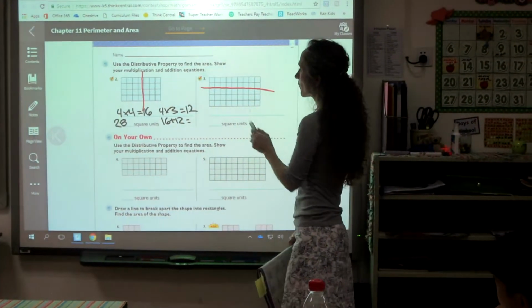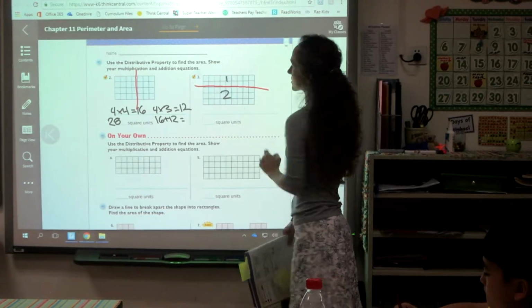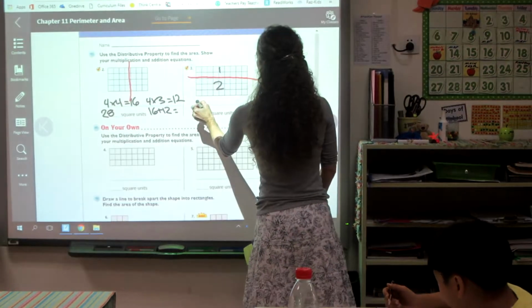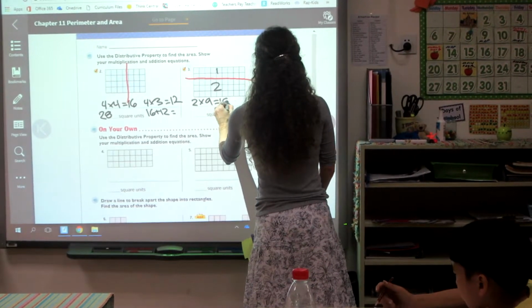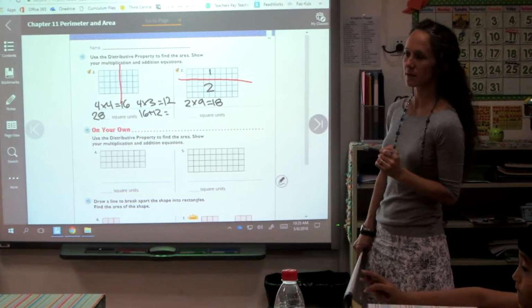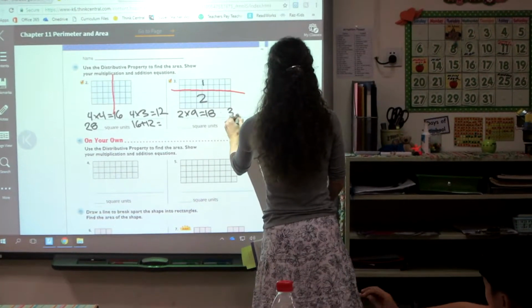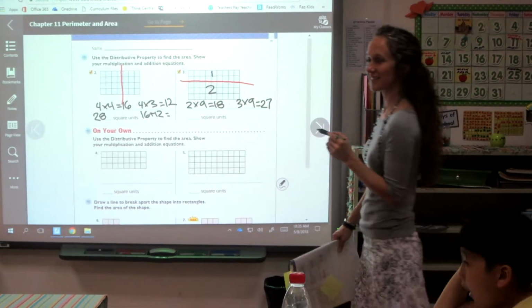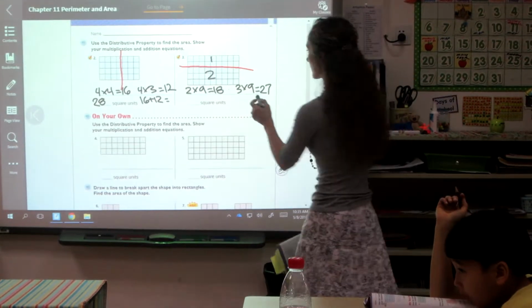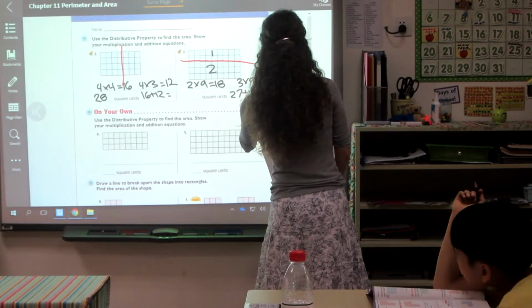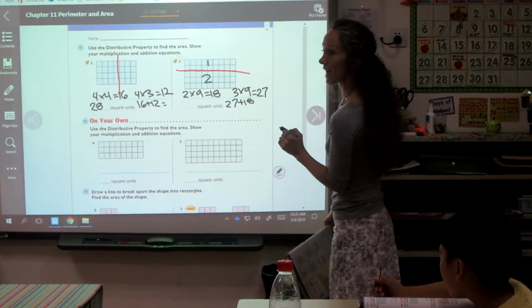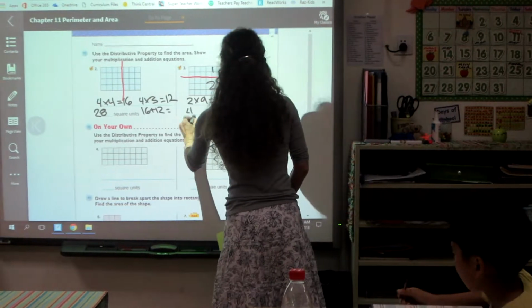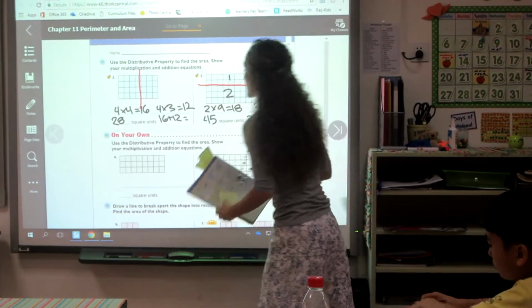Okay, number 3. Let's say this one is our first, this one is our second. What did you have for number 1, Michael? 2 times 9 equals 18. For our second rectangle, Jason? 3 times 9 can be 27. Good. And for our addition equation, Lucy? 27 plus 18 equals 45. So our total is 45 square units. It is time for you to go on your own.